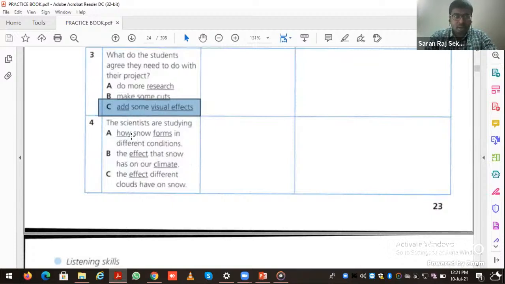So let's see how snow forms. This option is about how snow forms in different conditions, and the effect that snow has on our climate. So it is the effects on the climate. That is how it's easy for us when you listen to the audio and look at the options, it will be easy to mark our answers. That's how they have marked only the important words. And option C, the effect different clouds have on snow.